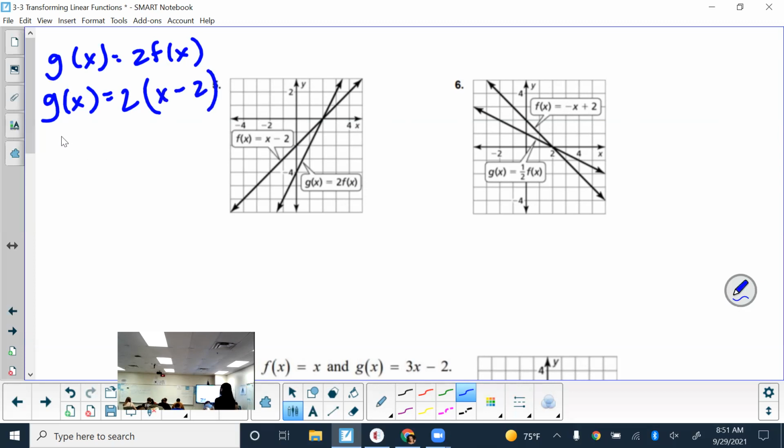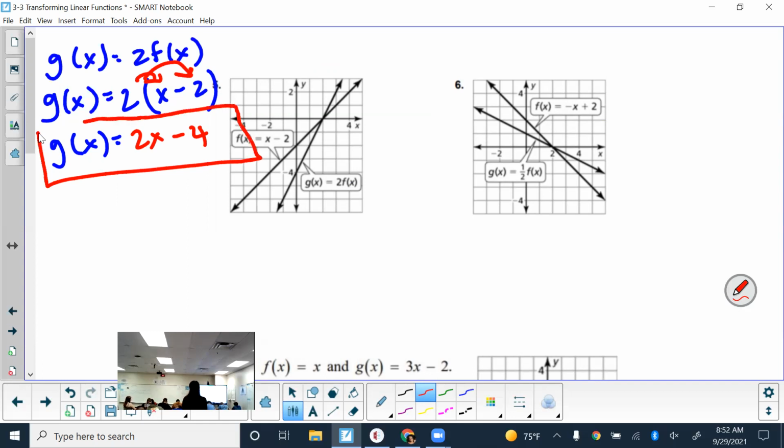x minus 2. Does this look like slope-intercept form? How can I make it look like slope-intercept form? Good. 2 times x is 2x. And then 2 times negative 2 is negative 4. Good. That does make sense because when you check g of x, the y-intercept is negative 4, slope is 2.